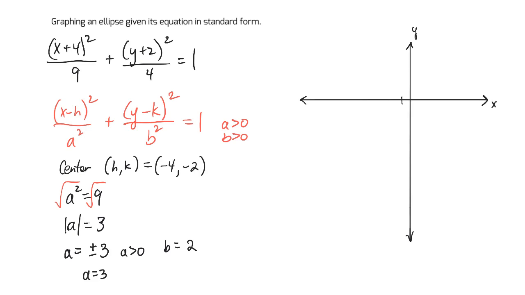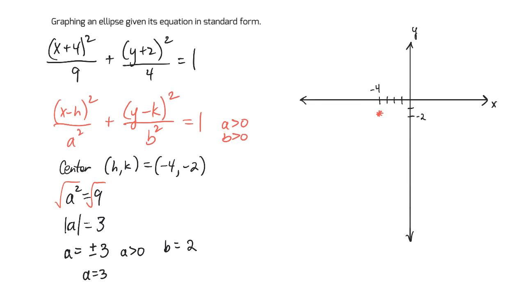Our center is -4, and we want to go -2. Usually I mark the center with a star or an asterisk. Now just to remind you, the center is really not on the ellipse. It is more like a GPS location. It just gives you the location of that ellipse. So we start with the center, -4, -2.